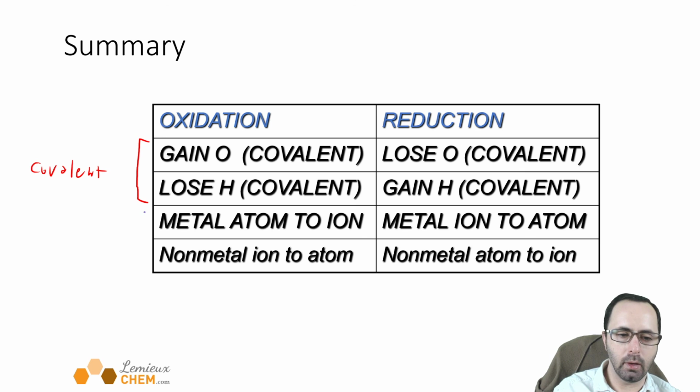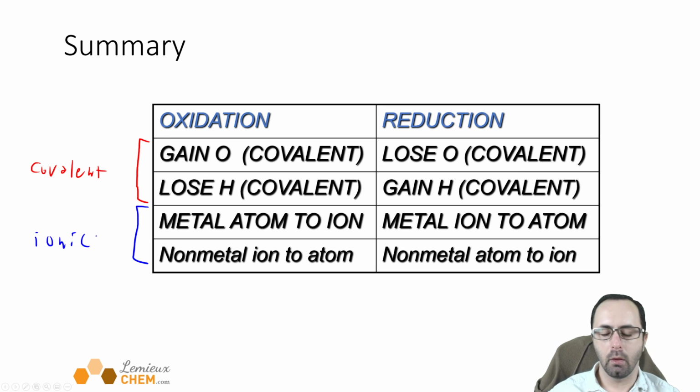And then these two here are useful for ionic compounds. So if a covalent compound gains oxygen, that's oxidation. If it loses oxygen, that's reduction. If a covalent compound loses hydrogen, that's oxidation. If it gains hydrogen, that's reduction.